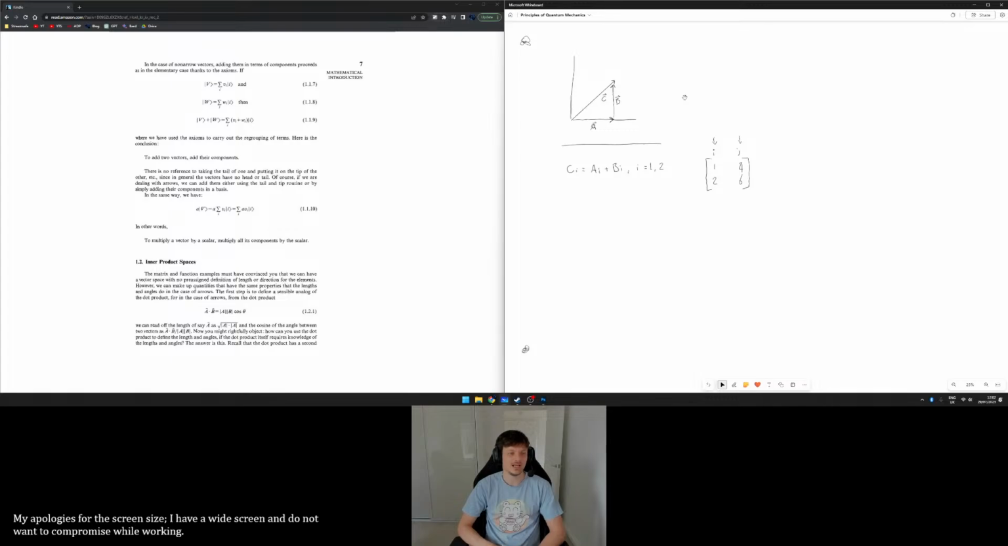In the same way, the coefficient scalar multiplied by the vector is equal to the coefficient scalar multiplied by the sum of all the unique coefficient scalars multiplied by their vectors. Oh wow, okay, that's interesting.